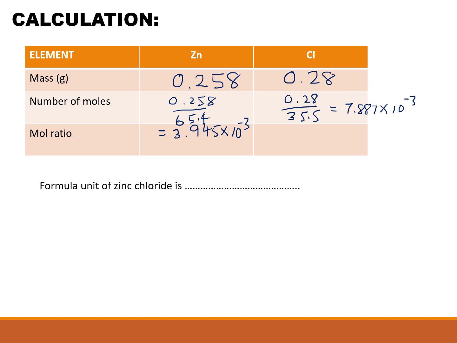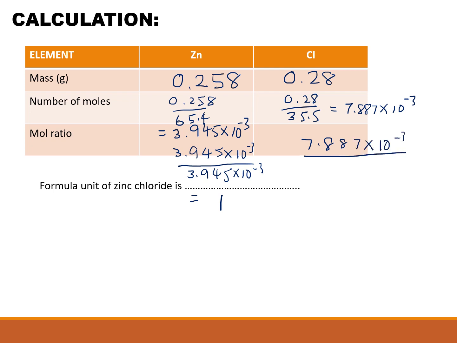So to get the mole ratio, I will divide by the smallest one. So 3.945 times 10 minus 3 divided by 3.945 times 10 minus 3. So I will get 1. 7.887 times 10 minus 3, I will divide by 3.945 times 10 minus 3. So I get 2. So that means the formula unit of zinc chloride is ZnCl2.